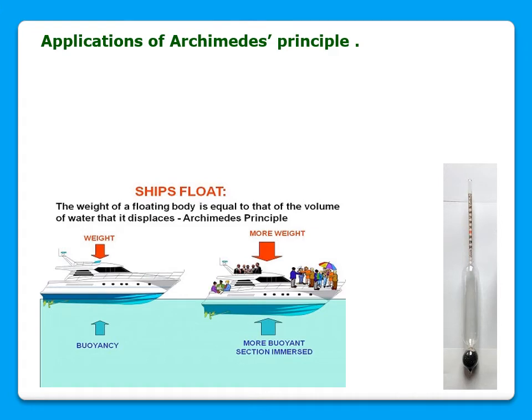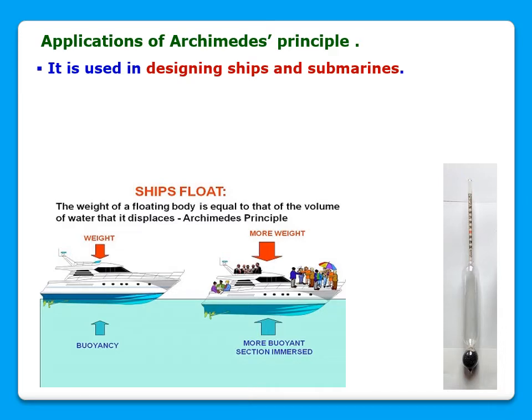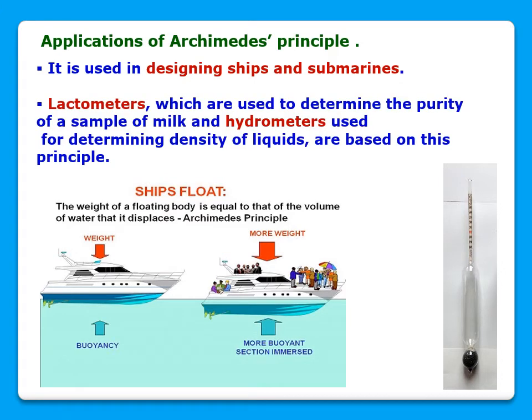Okay. Now, what are the applications of Archimedes principle? Archimedes principle is very important and it is used in designing ships and submarines. It is used in determining the purity of a sample of milk in lactometers, and even in hydrometers it is used for determining density of liquids, and both of them depend on the principle of Archimedes.